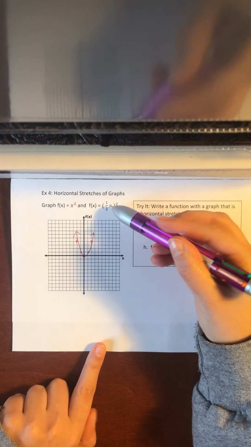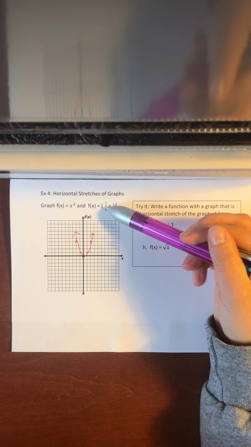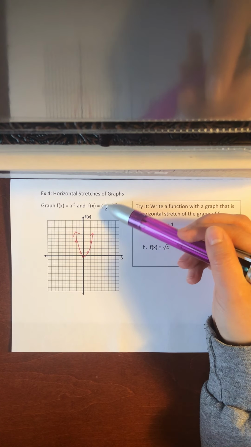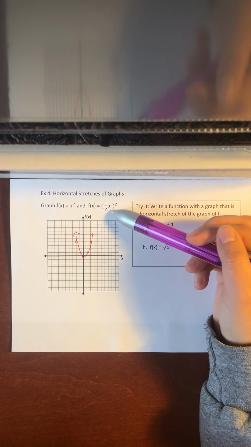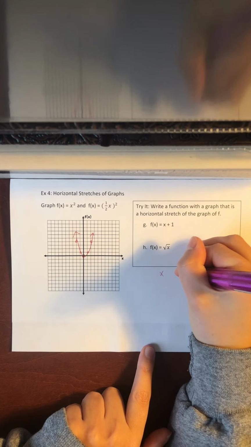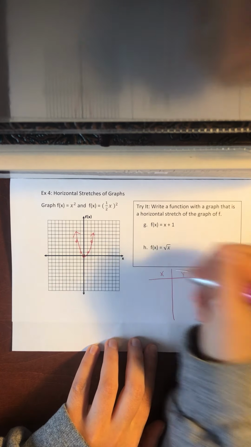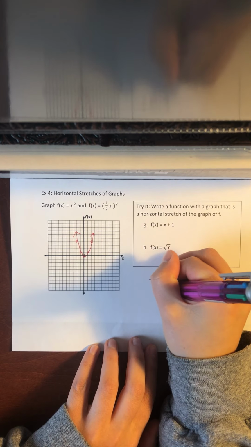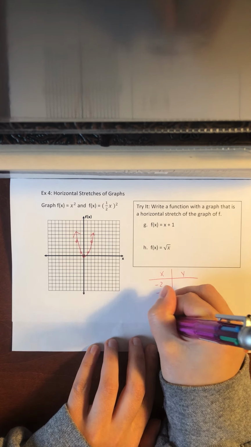And then for this, the 1/2 is not getting multiplied in the front here, it's just getting multiplied to the x, and then you square that whole thing. So it's a little bit different. So I'm actually going to make a table of values for this to graph that. Let's do the values -2, -1, 0, 1, 2.